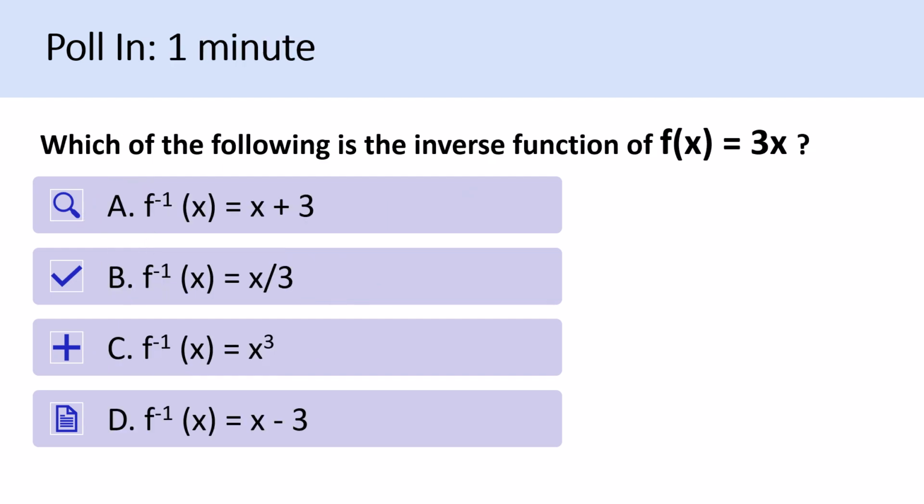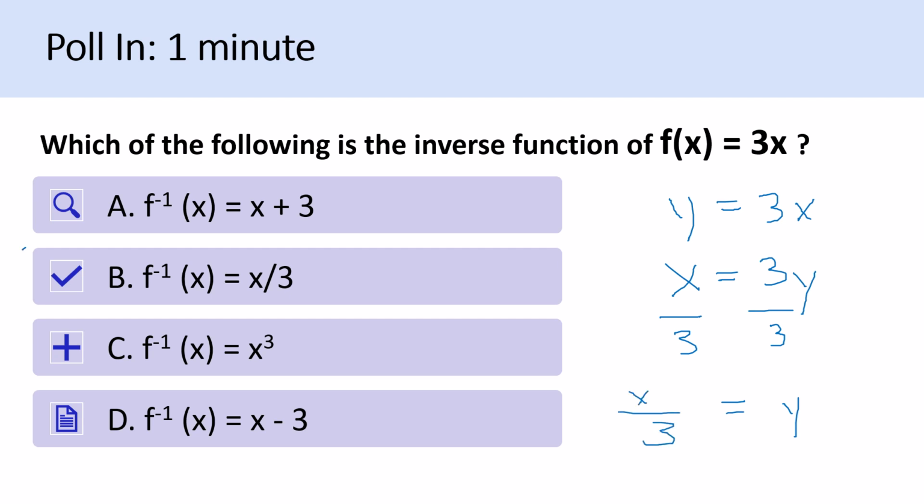All right, again, which of the following is the inverse of f of x equals 3x? If you want to, pause the video and then come back to see if you got the correct answer. So we're going to start with y equals 3x. We're going to switch the x and the y, so this becomes x equals 3y. And then we're going to solve for y. So we just divide both sides by 3, and we get y equals x over 3, which is answer number B.